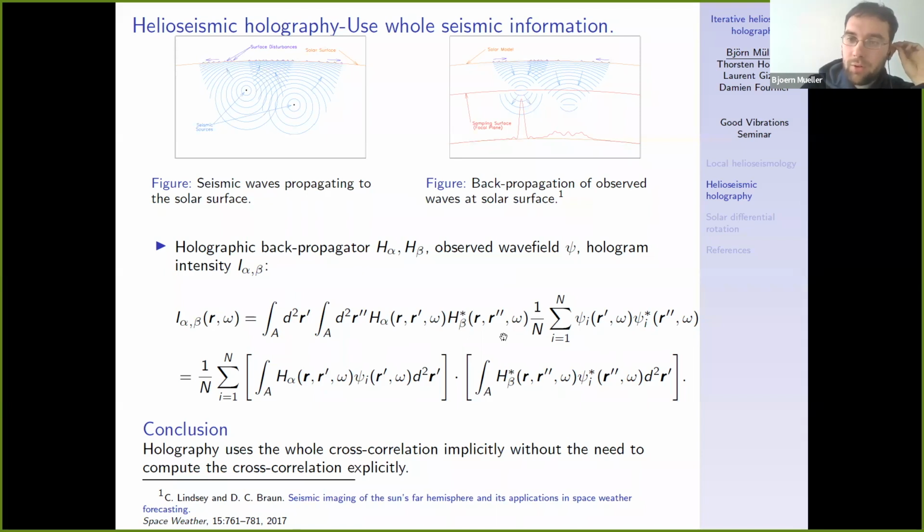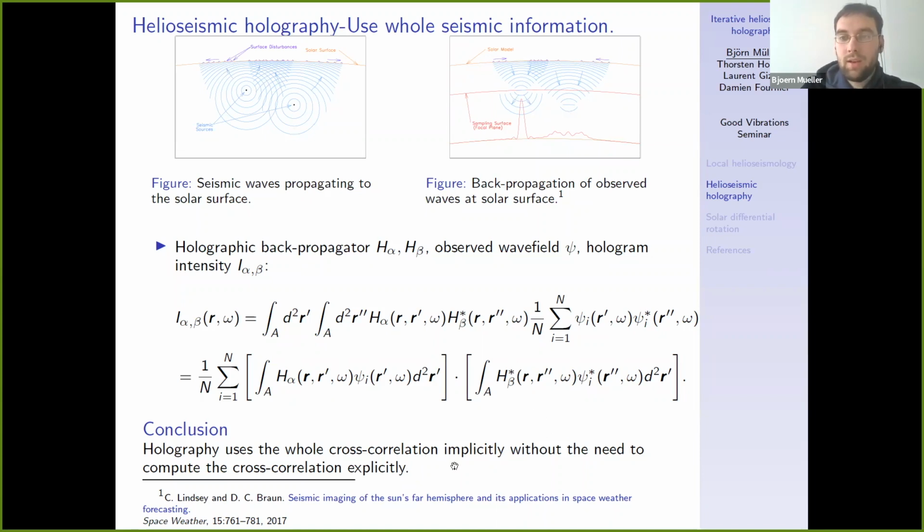Now you can just make a change of order. You take the summation out of the integrals, and then you compute the holograms, two holograms here and here in the brackets. Just by changing the order, we use the whole cross correlation data implicitly because it's the same formula.